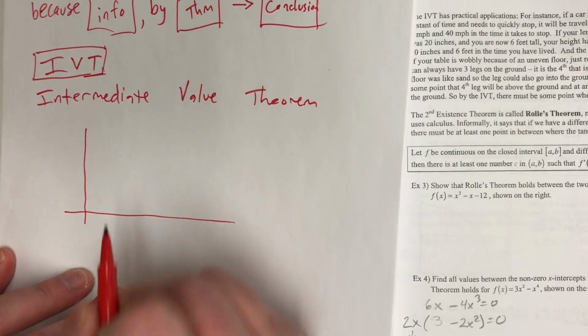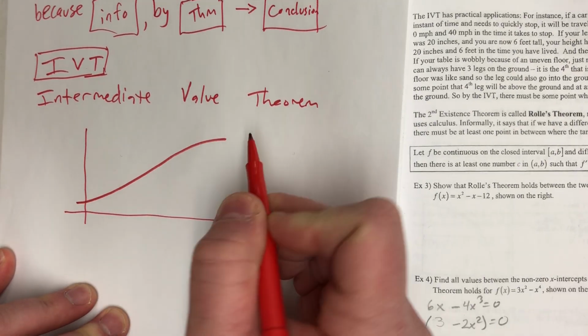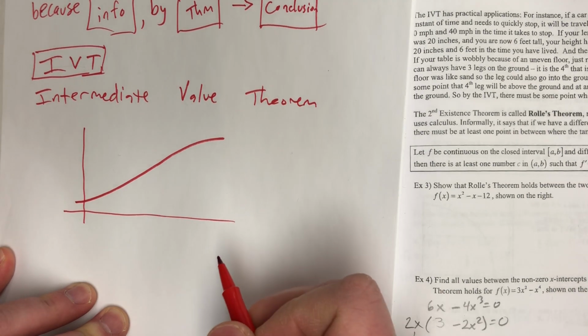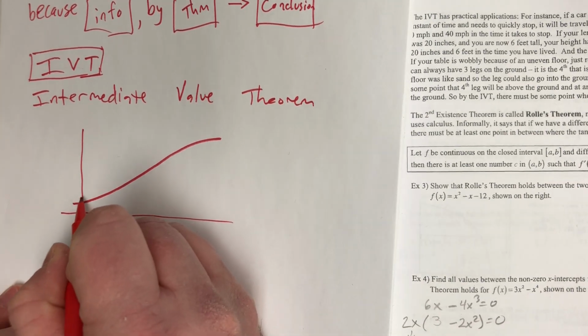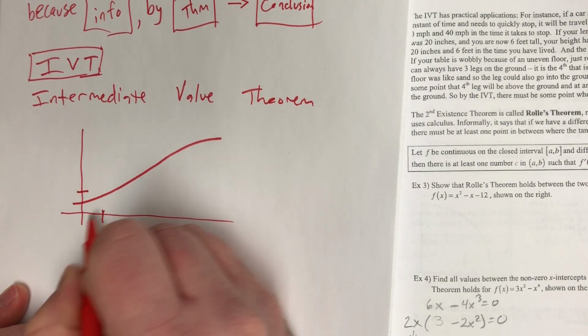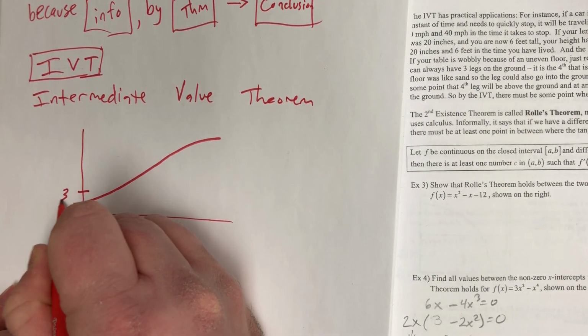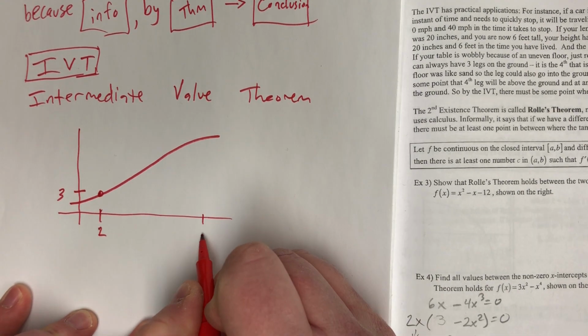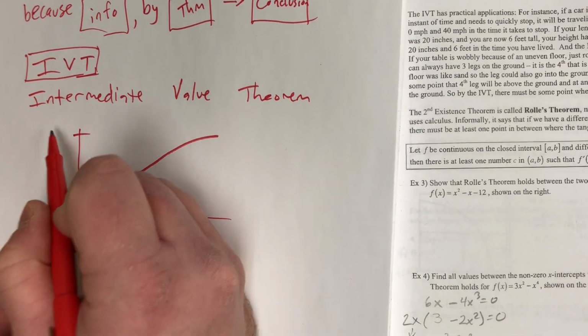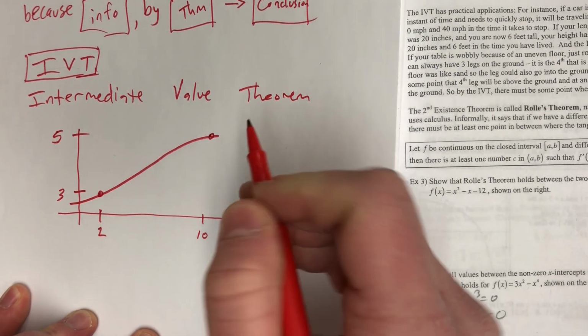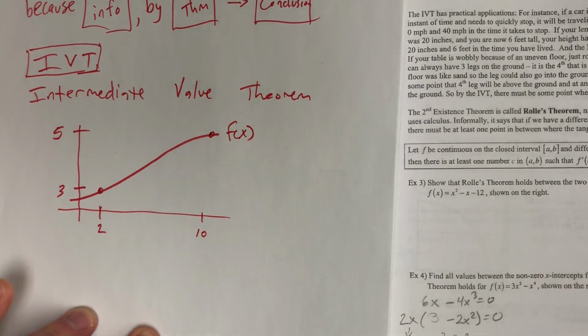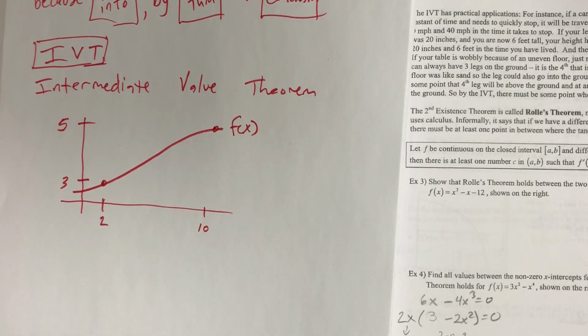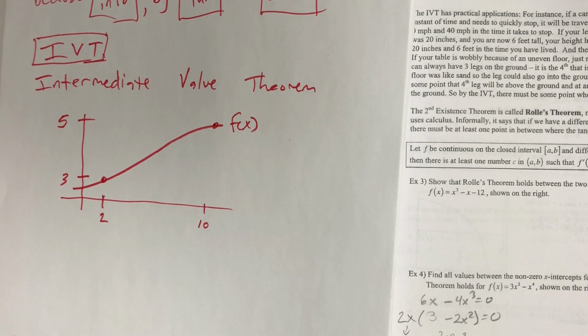So let's just picture some function like this. Let's say that right here at 2, we have the y value 3, and then over here at 10, we have the y value 5. If we call this f of x, my question for you is, does f of x ever equal 4 between 2 and 10? Does the y value ever equal 4 between 2 and 10?